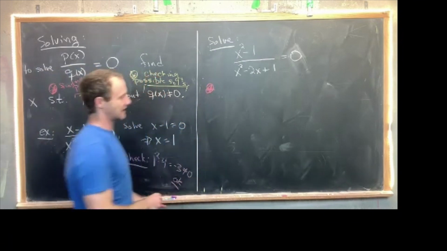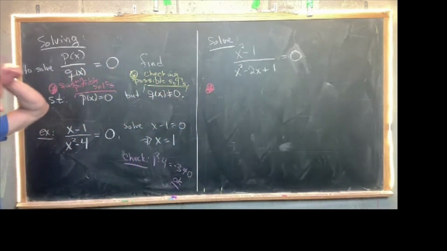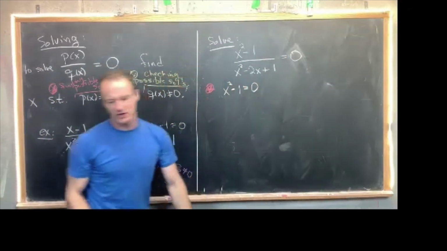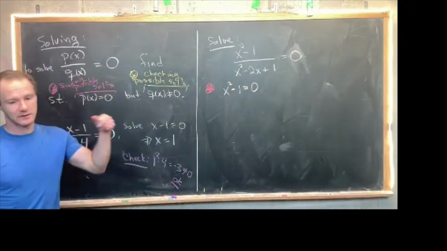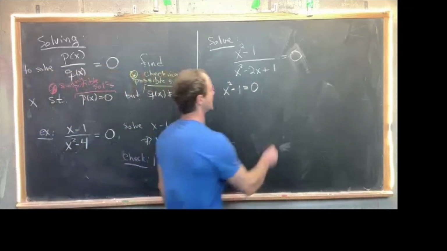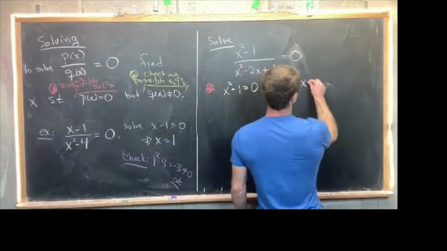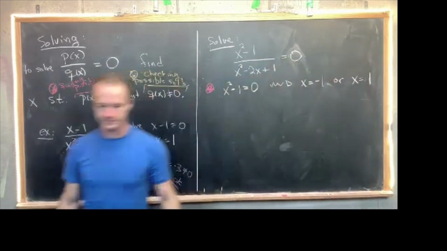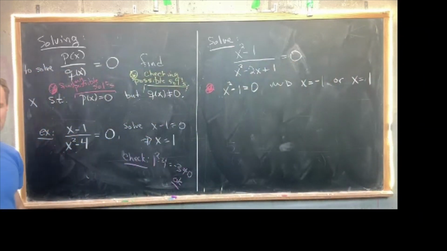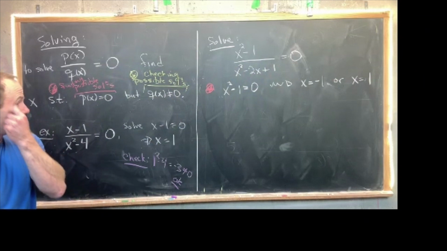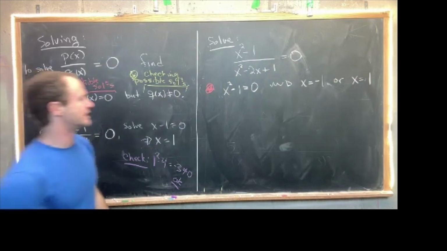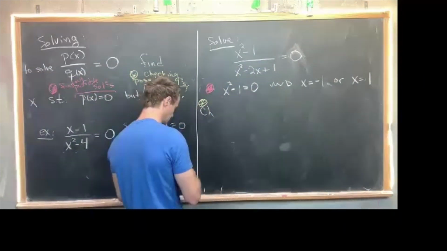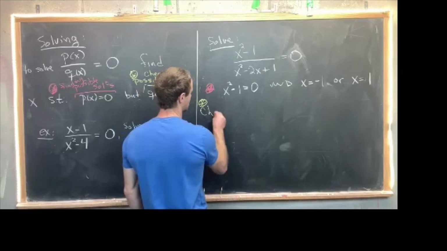So step number 1, find the possible solutions. That means we're going to take that numerator and set it equal to 0. In other words, x squared minus 1 equals 0. Now we got a bunch of ways to solve that. We can factor it. We can move the 1 over and take the square root. Any way that you do it, you get x equals minus 1 or x equals plus 1. But that's only half the game here. Not only do we want to find those possible solutions, but we want to check them.